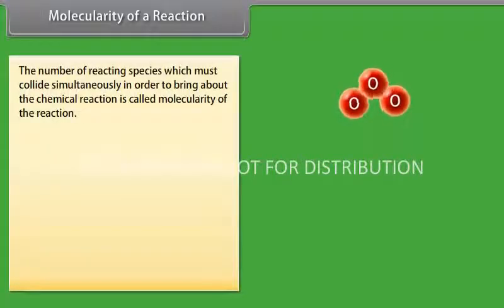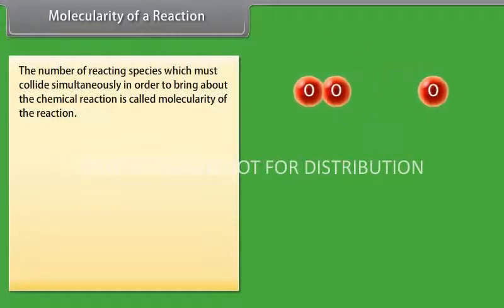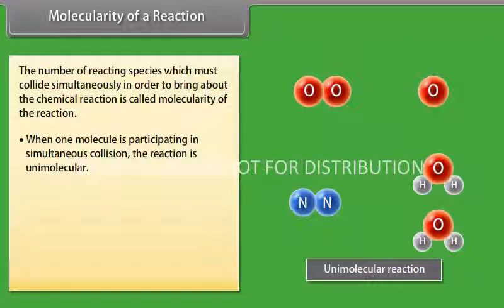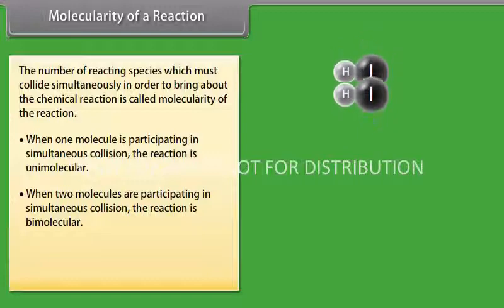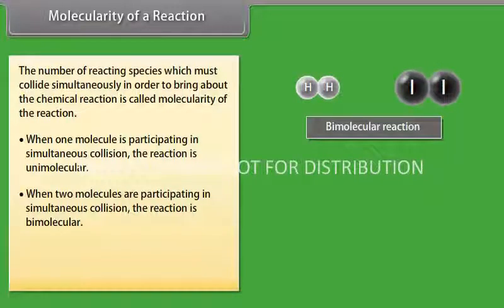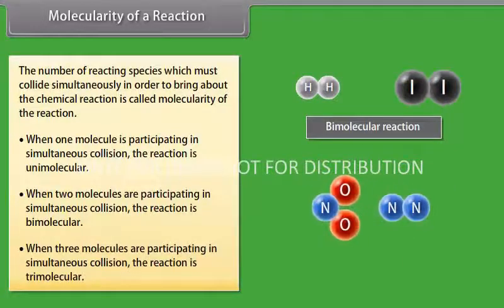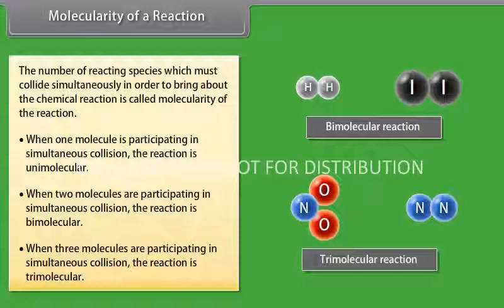Molecularity of a reaction. The number of reacting species which must collide simultaneously in order to bring about the chemical reaction is called the molecularity of the reaction. When one molecule is participating in simultaneous collision, the reaction is unimolecular. When two molecules are participating, the reaction is bimolecular. When three molecules are participating, the reaction is trimolecular. Molecularity of a reaction is always a whole number.